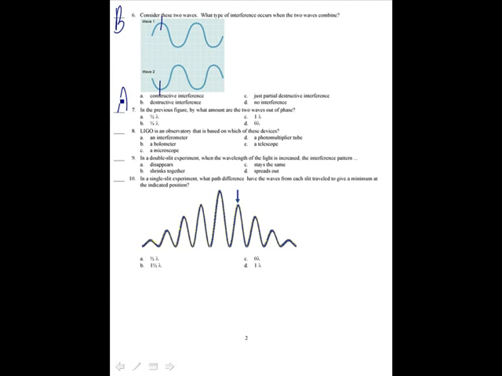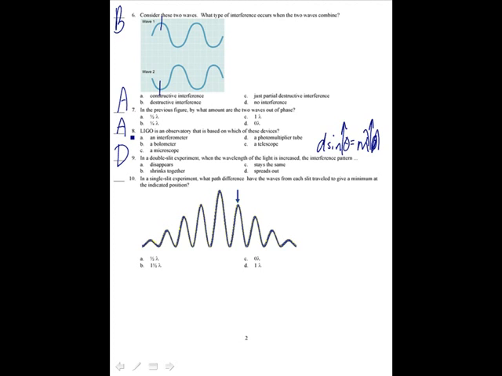LIGO is an observatory that is based on which of these devices? LIGO is the Laser Interferometer Gravitational Observatory. It's basically a big Michelson interferometer. In a double-slit experiment, when the wavelength of the light is increased, the interference pattern does what? d sin theta equals m lambda. If lambda goes up, theta goes up. So the interference pattern spreads out. Theta increases. So number 9 is D.